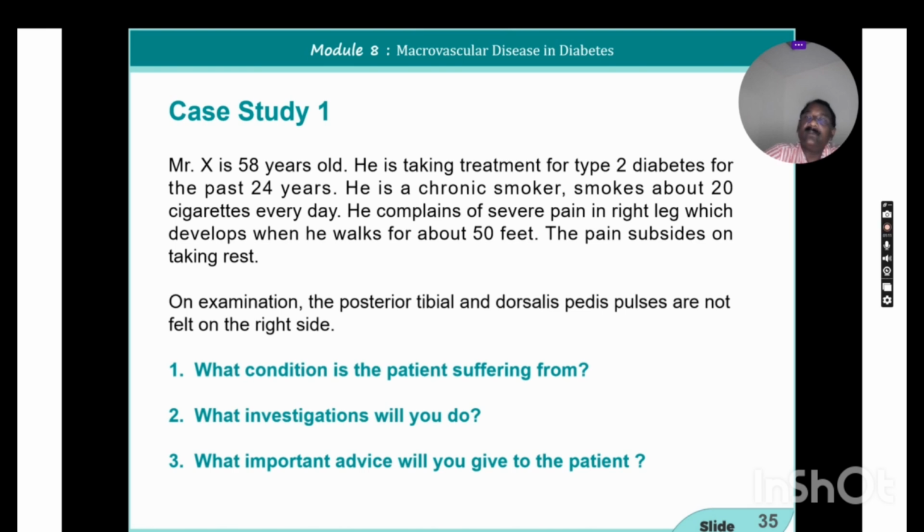Give him a chance. Do you want a cigarette or your leg? You want your leg? Stop smoking. You want the cigarette? Sacrifice your leg. Okay, so this is very important here.